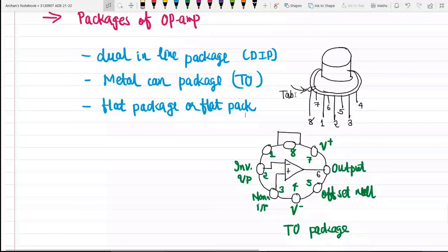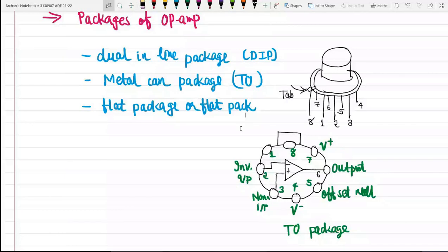Then there is the dual inline package. This is popular for commercial applications and it is very easy to handle. It fits standard mounting hardware and it is inexpensive when it is molded in plastic, right? Then we have the flat packages. Flat packages are also available.